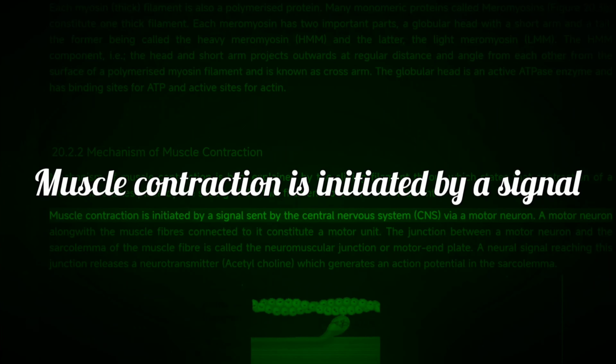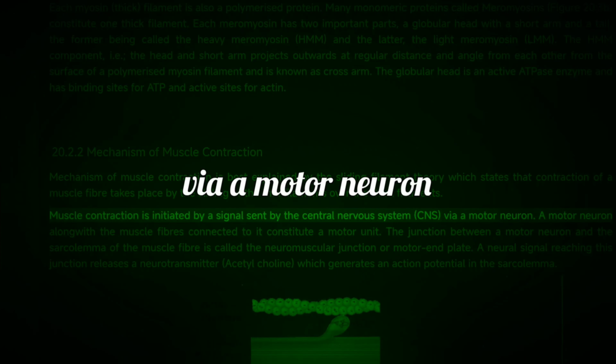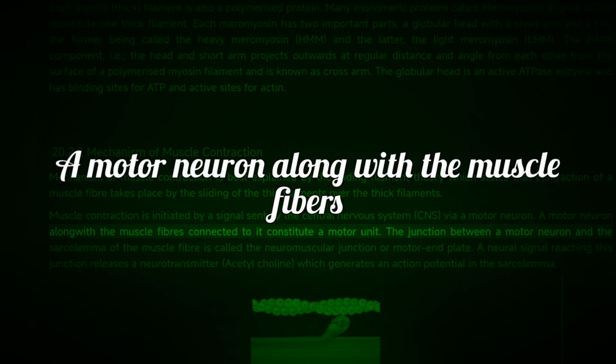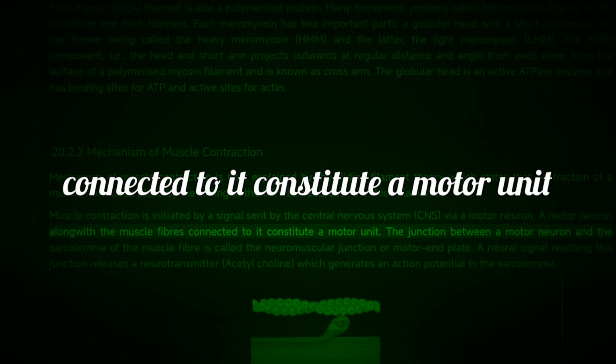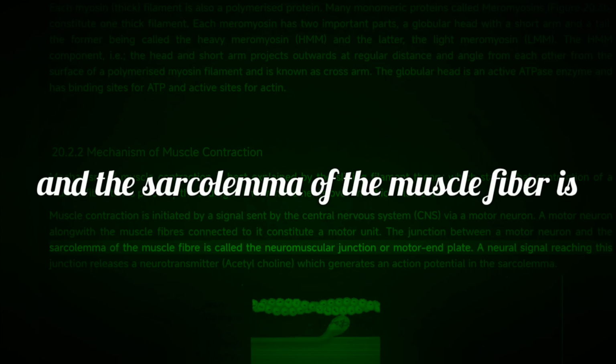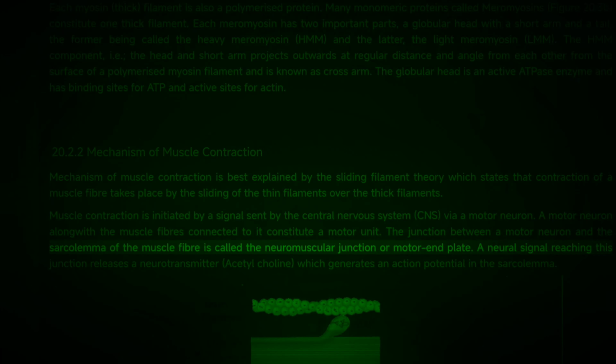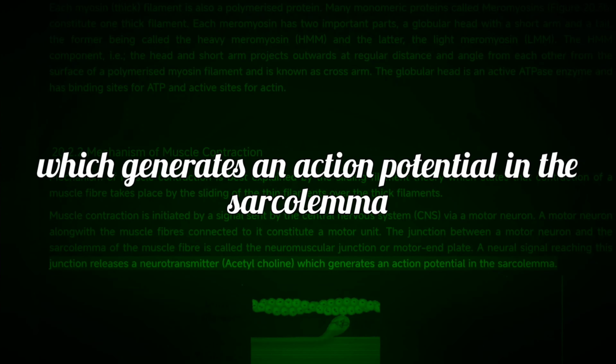Muscle contraction is initiated by a signal sent by the central nervous system, CNS, via a motor neuron. A motor neuron along with the muscle fibers connected to it constitute a motor unit. The junction between a motor neuron and the sarcolemma of the muscle fiber is called the neuromuscular junction or motor end plate. A neural signal reaching this junction releases a neurotransmitter, acetylcholine, which generates an action potential in the sarcolemma.